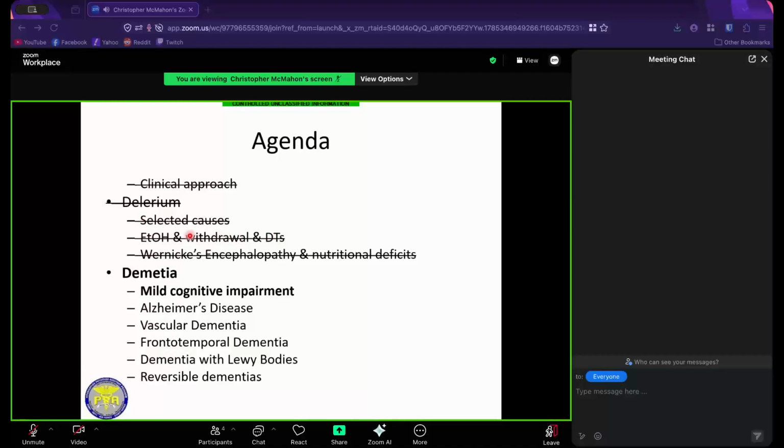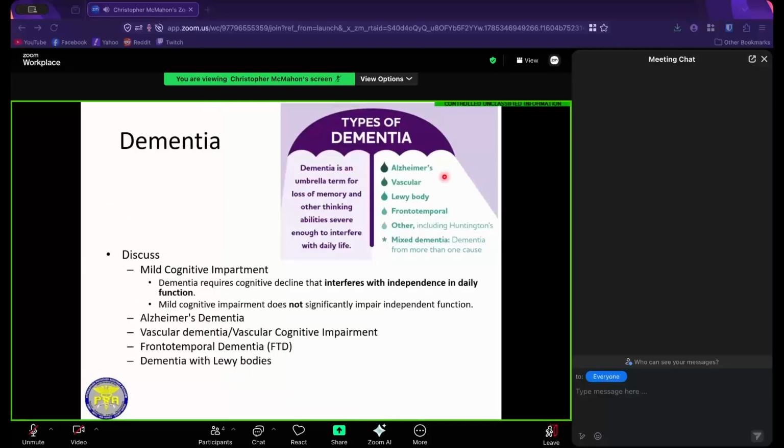It's a very common thing we're going to see clinically for delirium, especially in elderly folks. Now we're going to move on to dementia. We're going to start with mild cognitive impairment and work through some of these. I like this umbrella because it gives the idea that dementia is an umbrella term. There's a whole bunch of different diagnoses that can fit under it.